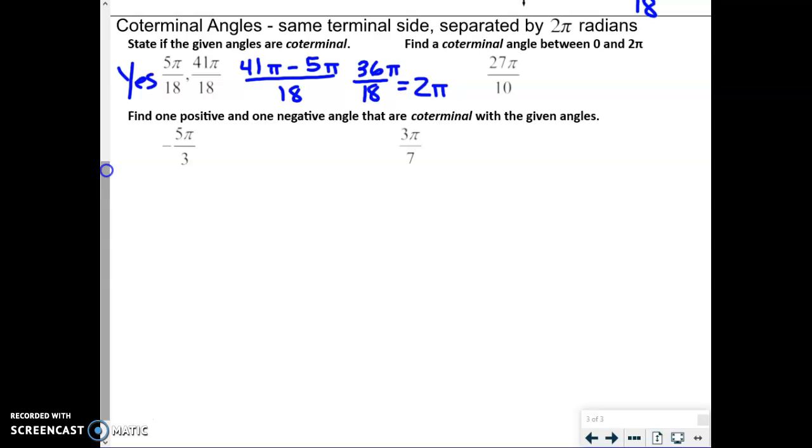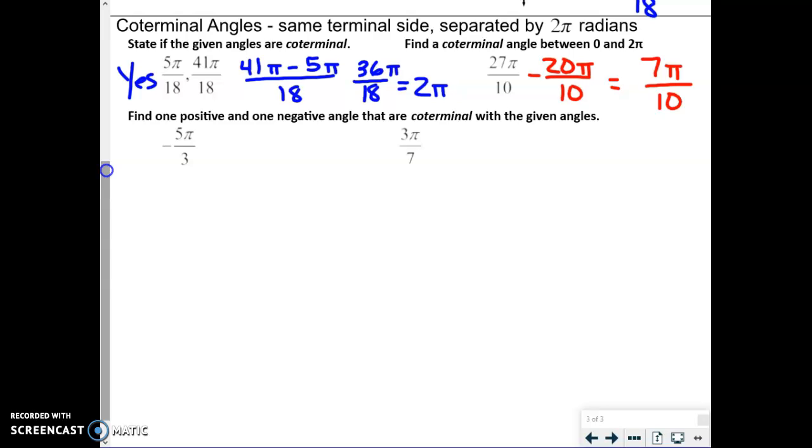Now, to find a coterminal angle, it's as simple as adding or subtracting. So the first example of adding and subtracting is 27/10 pi. In this case, we have to do it in the denominator that's given. So 2 pi written in tenths would be 20/10 pi. Since 27/10 pi is greater than 2 pi, we're going to subtract. 27 pi minus 20 pi is 7 pi. So the coterminal angle for this one, found between 0 and 2 pi, would be 7/10 pi.